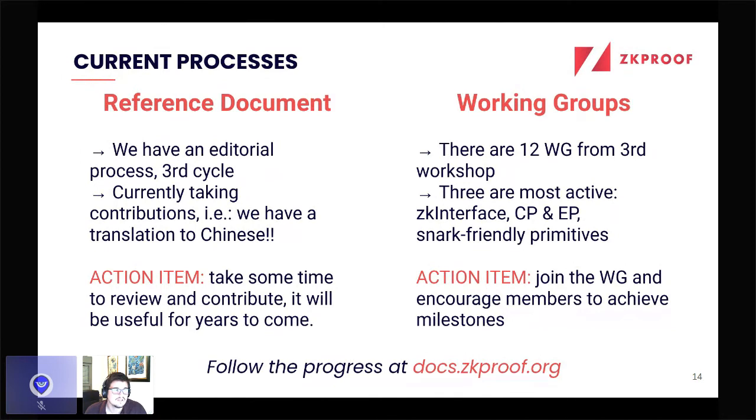I want to give you a gist of it in a minute. And again, another action item, if you want to take something from this, please do join the working groups and encourage everybody to achieve the stated goals. You can definitely follow the progress in this link.